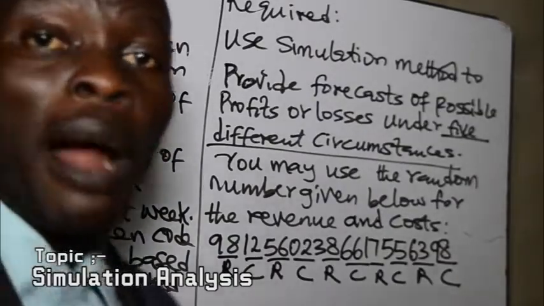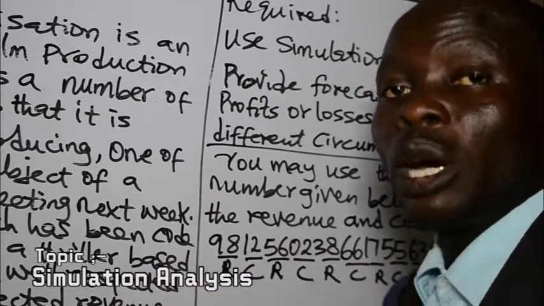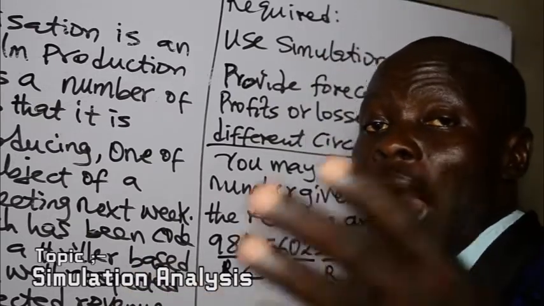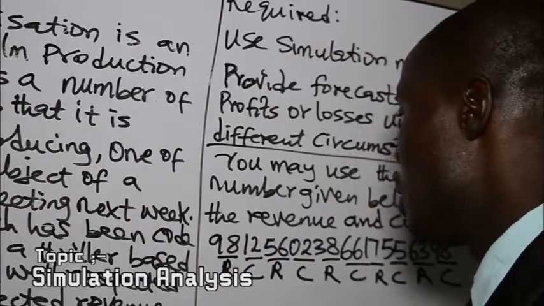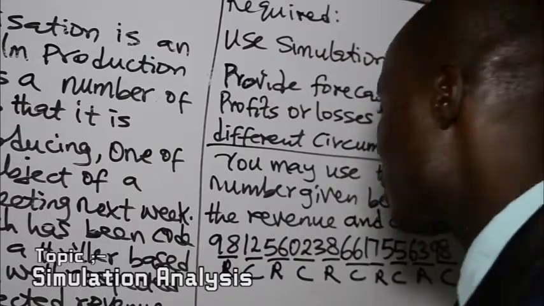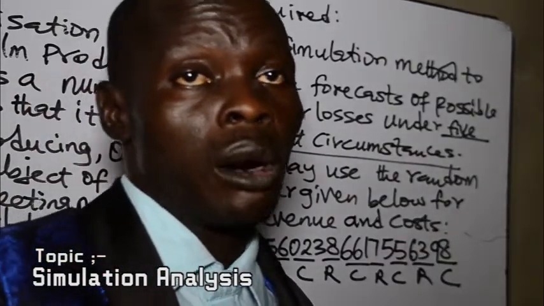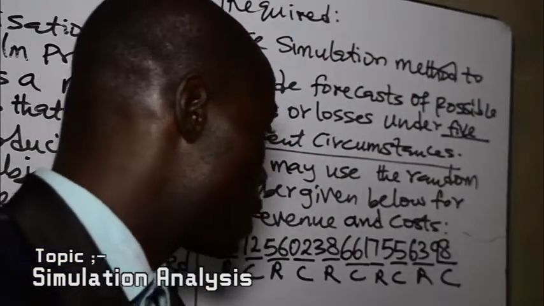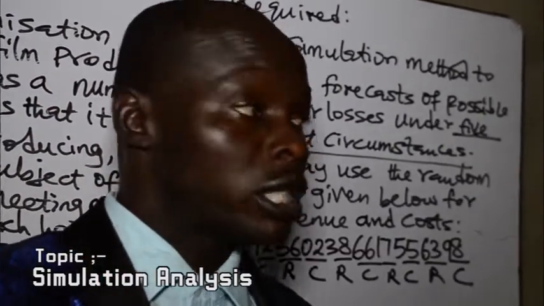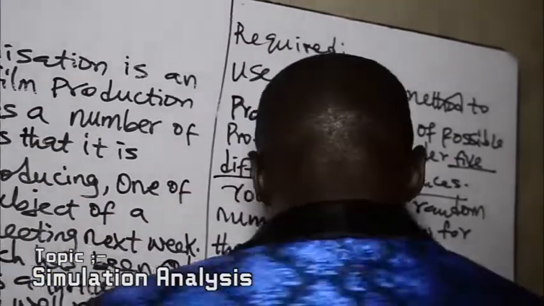Remember that profit is the difference between revenue and cost. That means you will need to determine the forecast revenue as well as the forecast cost in those 5 different circumstances. Then you match your cost against revenue to determine the profit or loss for the period. Where the forecast revenue exceeds the forecast cost, there is a profit. And where the forecast cost exceeds the forecast revenue, losses have been incurred. Now, let's have the solution to the question.